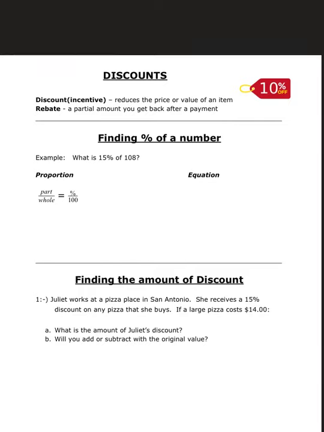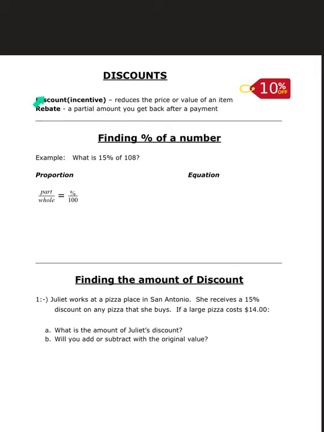For today's video, we're going to look at discounts. So, finding the amount of discount on something. A discount is something that reduces the price or value of an item. You've gotten a discount when you go to the store. There are coupons that give you a discount.